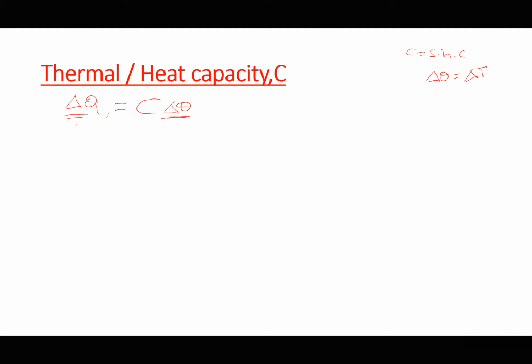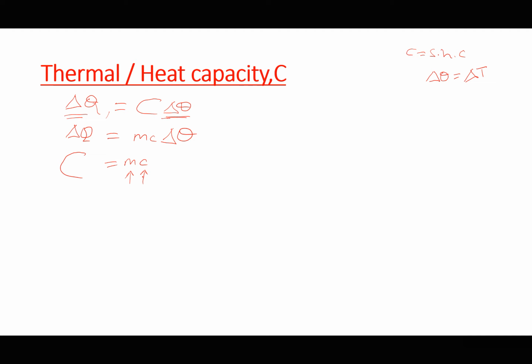So if we try to compare this with the previous equation, that is delta Q is equal to mass times specific heat capacity times delta theta, we shall realize that the heat capacity C is therefore going to be equal to mass times specific heat capacity. That is the total mass times the amount of heat required to raise the temperature of just 1 kilogram of the substance. That will be the heat capacity.